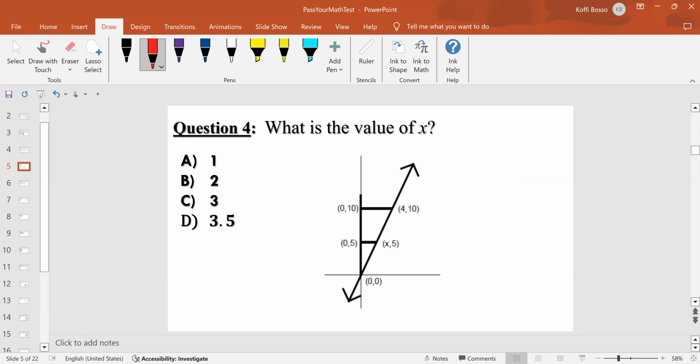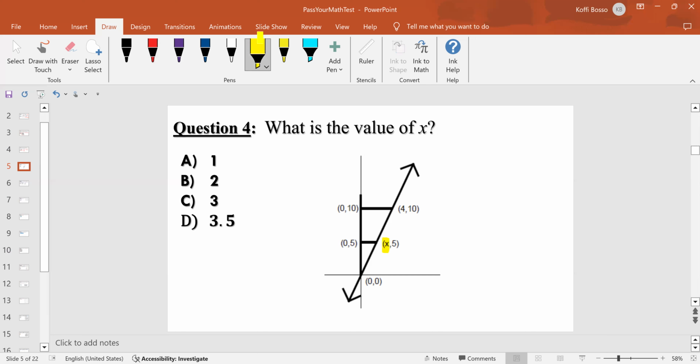Question number 4. What is the value of x? Feel free to pause the video and challenge yourself before you continue, because this is a challenge question. Yes, we want to find the value of x.